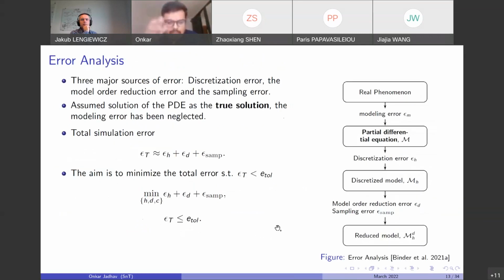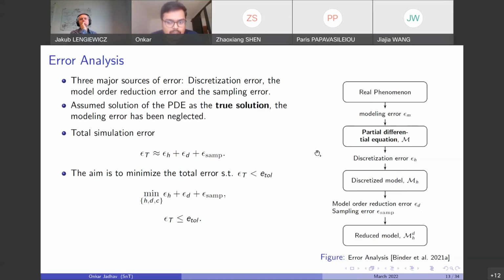All these algorithms which I've explained so far are associated with some numerical errors. For example, the discretization of our partial differential equation generates a discretization error. Then the model order reduction approach has its own errors. Then there are sampling errors associated with the sampling algorithms. However, in my work, I've considered the partial differential equation as the true solution, so the modeling errors have been neglected. And all algorithms are developed in such a way that the total simulation error is less than some specified tolerance.